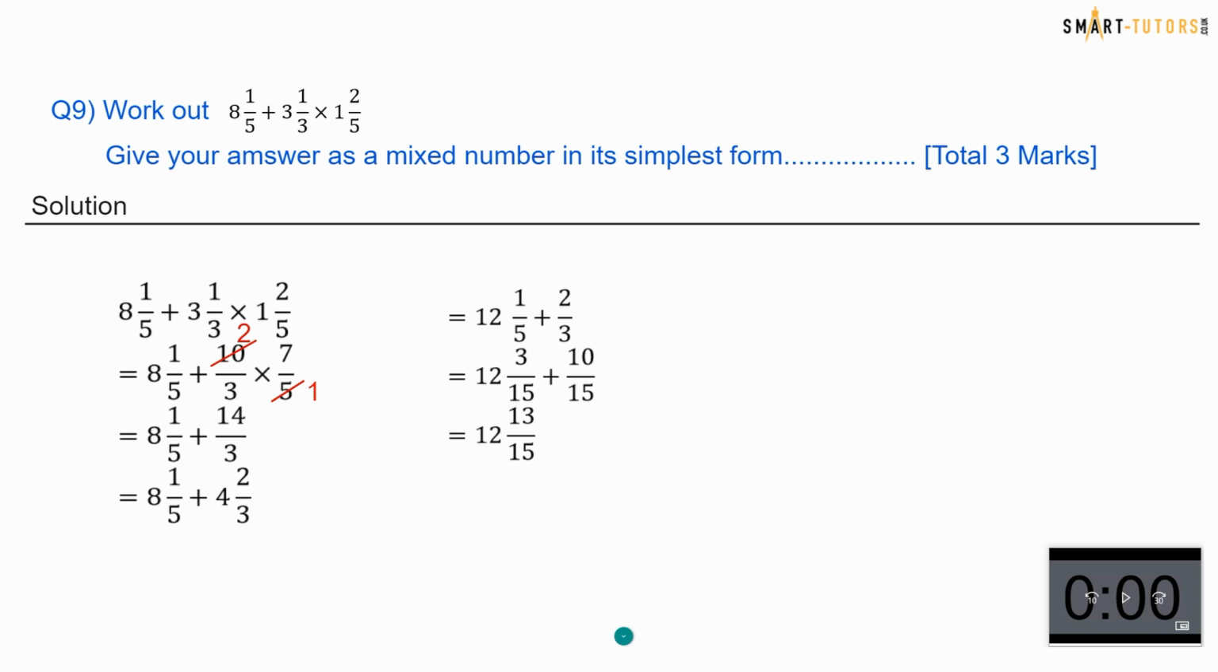1/5 plus 2/3. Then 5 and 3, you can change both to the same denominator, 15. So multiply by 3, and the top number also by 3. And this one, multiply by 5 to get 15, and multiply the top by 5. So you get 3 and 10 added together, 13 over 15. So that is the answer for question number 9. Let's move on to question number 10.